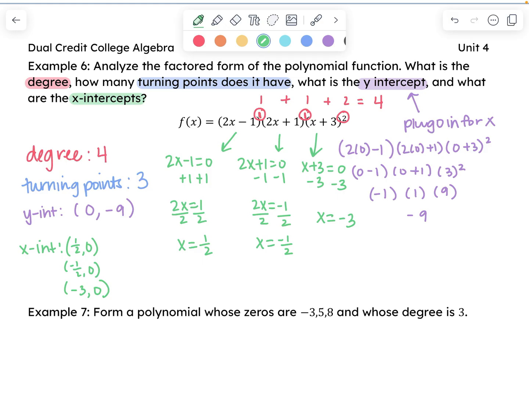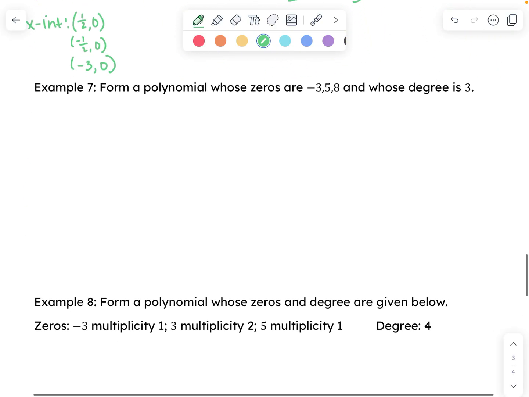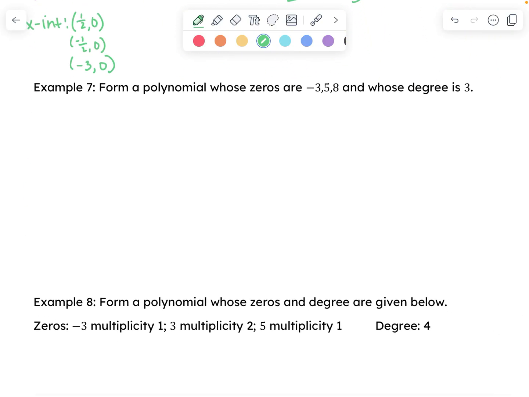And then for the last two, we're going to kind of go the other way. It's going to tell us the information, and we're going to have to write the equation. So it says form a polynomial whose zeros are -3, 5, and 8, and whose degree is 3. So remember, if we have that it's -3, that means x equals -3. If we have 5, that means x equals 5. And if we have 8, that means x equals 8.